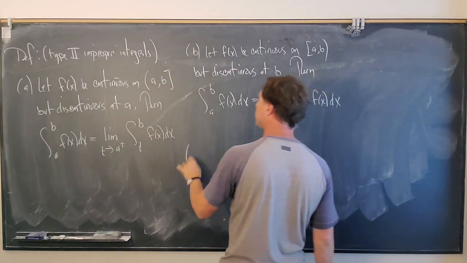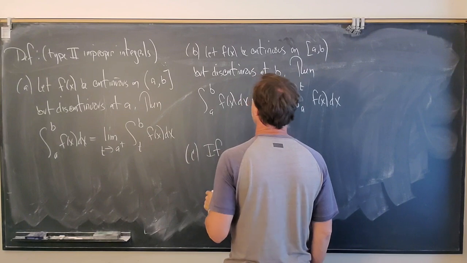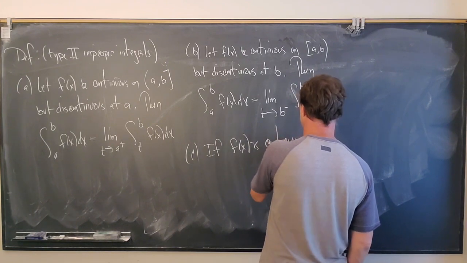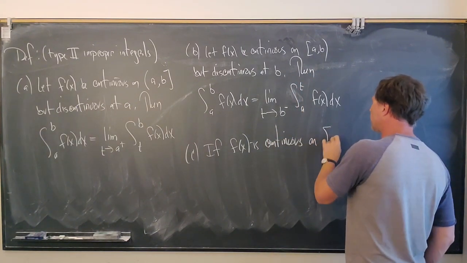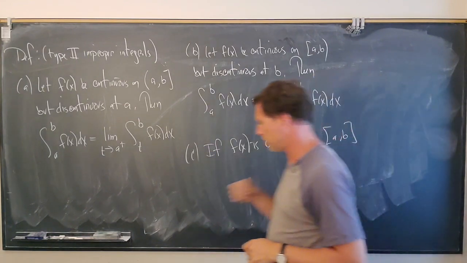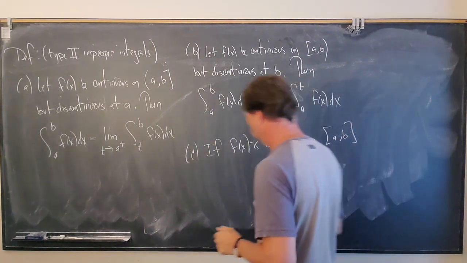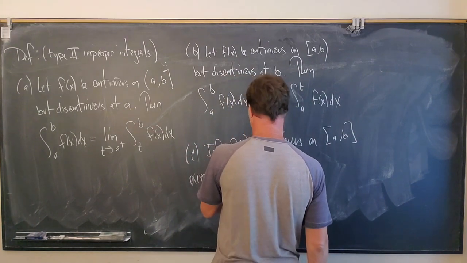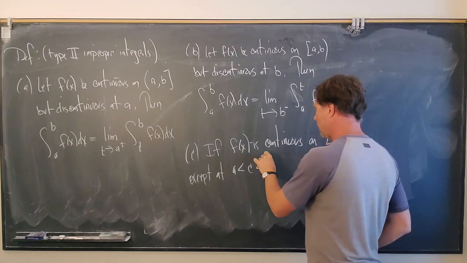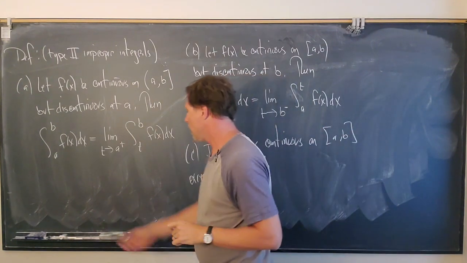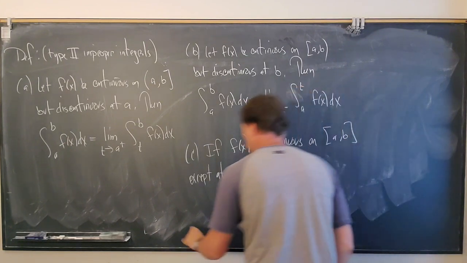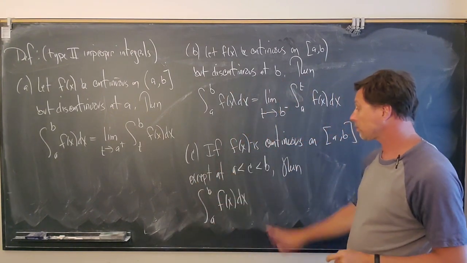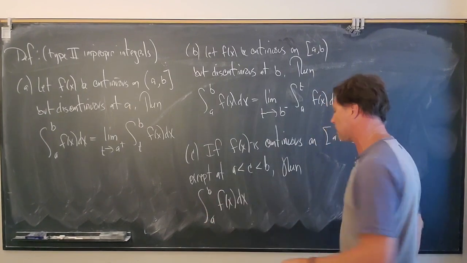Then there's part C. If f of x is continuous on the closed interval, excuse me, from a to b, except at some point c in between a and b, then the integral from a to b is improper because it's got a discontinuity in between the two limits.